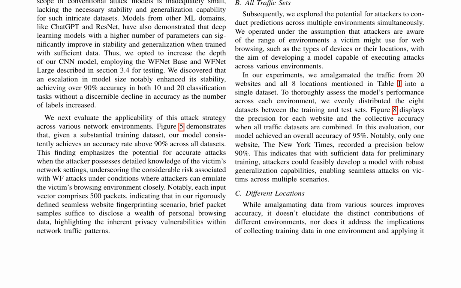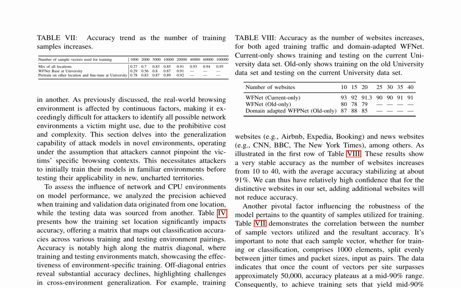The results demonstrate that, given a substantial training dataset, the model consistently achieves an accuracy rate above 90% across all datasets, emphasizing the potential for accurate attacks when attackers possess detailed knowledge of the victim's network settings. To explore the potential for attackers to conduct predictions across multiple environments simultaneously, the traffic from 20 websites in all 8 locations was amalgamated into a single dataset.